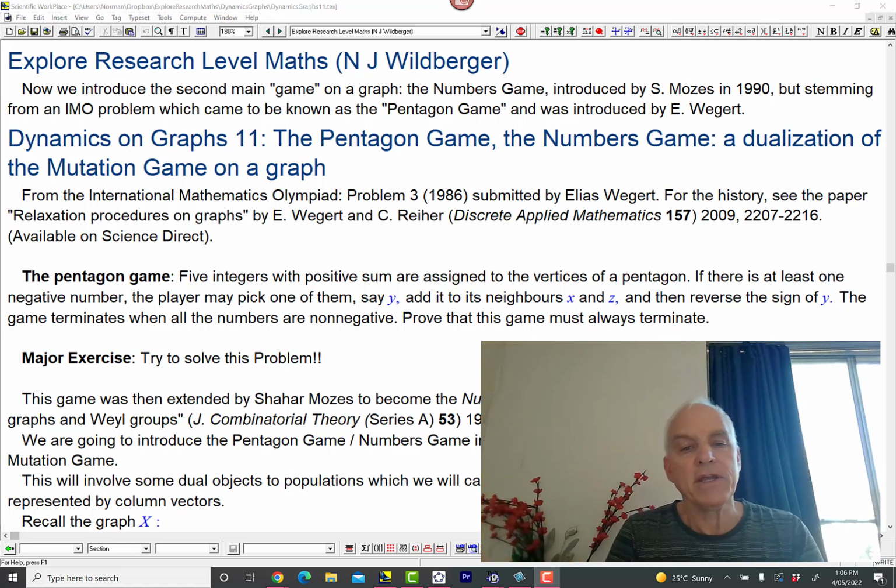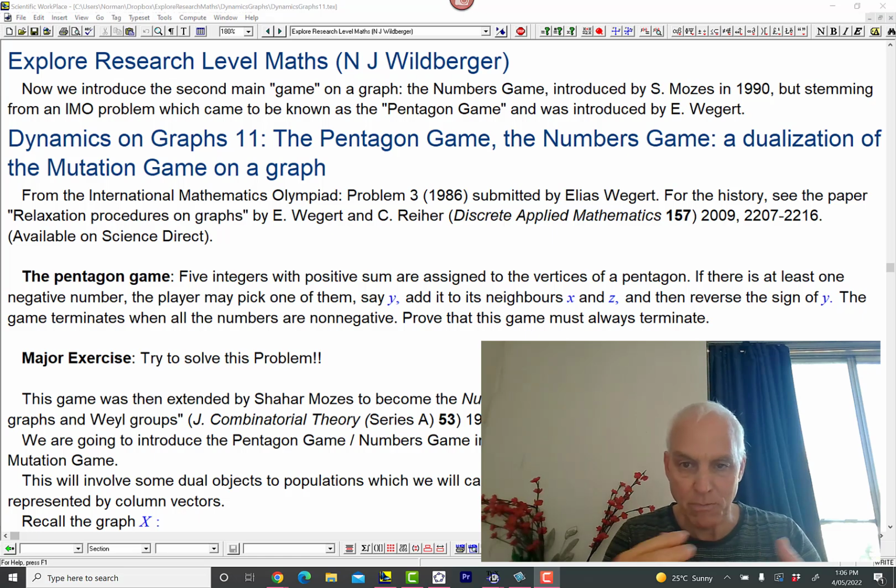Okay, so the very interesting story here really starts with an IMO problem. IMO stands for the International Mathematics Olympiad, and in 1986, problem 3 of this international competition was submitted by Elias Weigert. And it's a very interesting challenge problem. It's probably one of the most difficult problems that's appeared on the International Mathematics Olympiad.